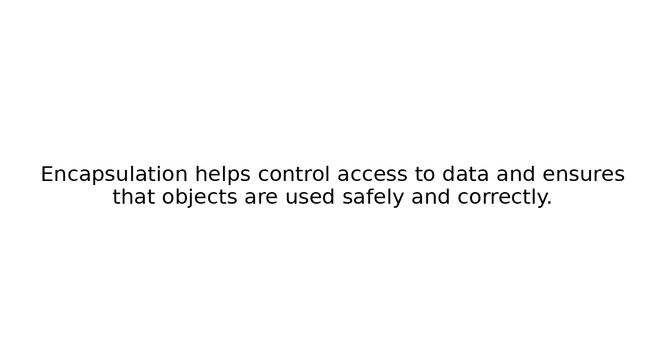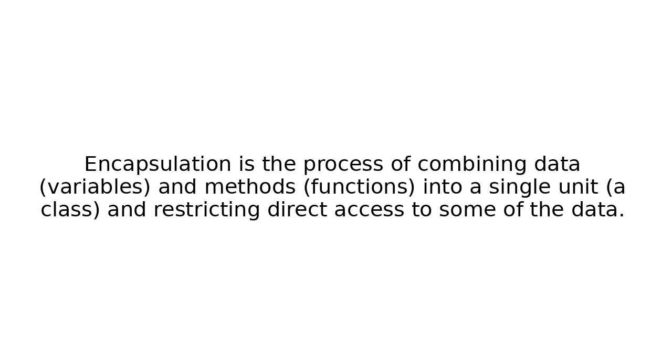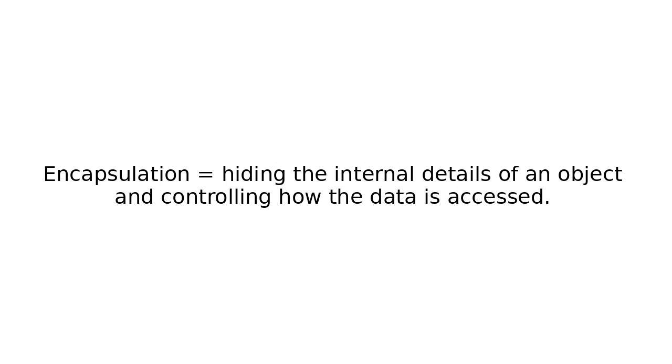Encapsulation is one of the four main principles of object-oriented programming: encapsulation, inheritance, polymorphism, abstraction. What is encapsulation? Encapsulation is the process of combining data (variables) and methods (functions) into a single unit, a class, and restricting direct access to some of the data. In simple words, encapsulation equals hiding the internal details of an object and controlling how the data is accessed. Instead of accessing variables directly, we use methods to interact with the data.